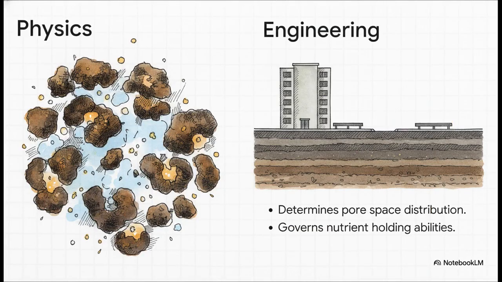But it goes way beyond farming. This texture dictates absolutely critical soil physics. It determines the pore space within the dirt, which controls how well that soil holds water, air, and nutrients. It even impacts the soil's temperature. And from an engineering standpoint, this analysis literally decides if the ground is stable enough to hold up building foundations or a new highway. It's a real make-or-break metric.